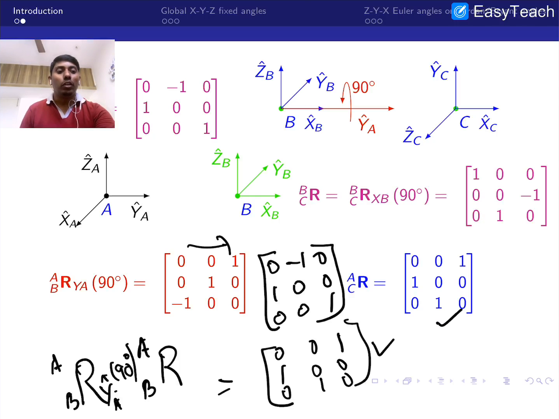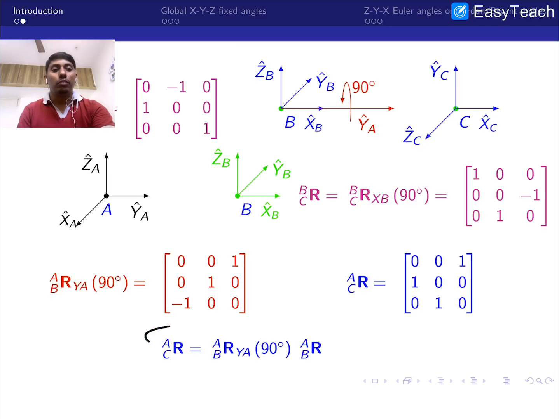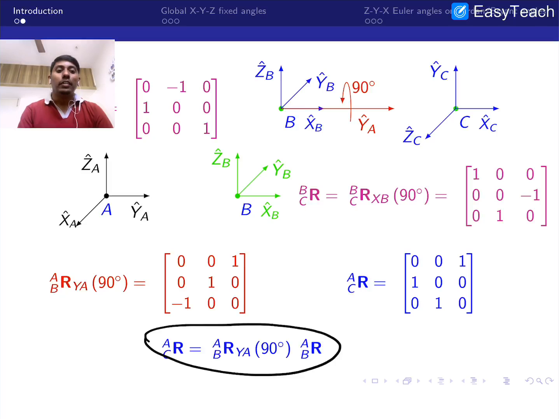You can see that we got what we already know as the rotation matrix of C with respect to A. So that's why I said we have to pre-multiply. Now you got clarity, right? So now this is what we have done as a pre-multiply.